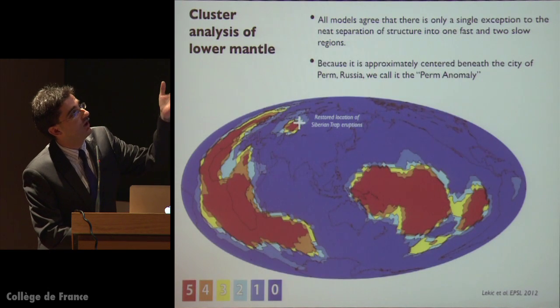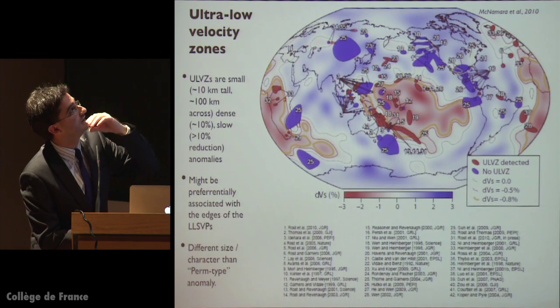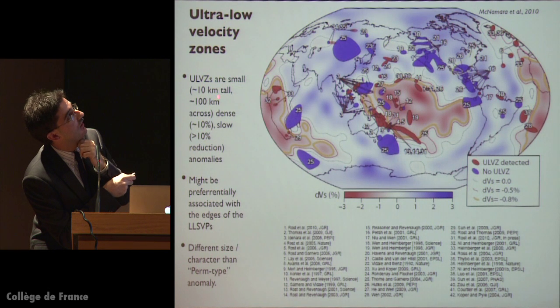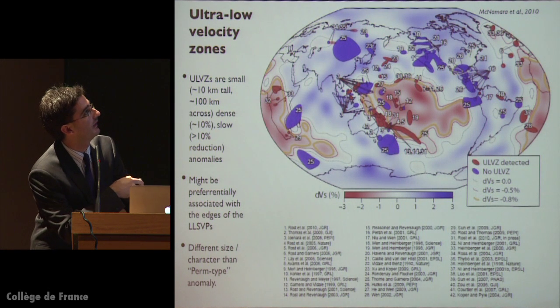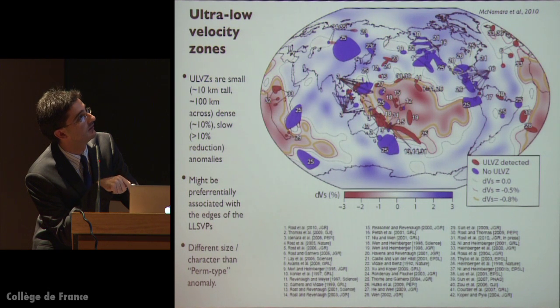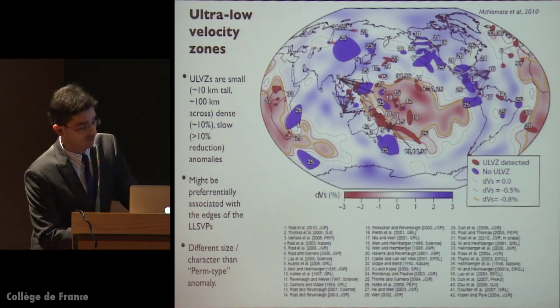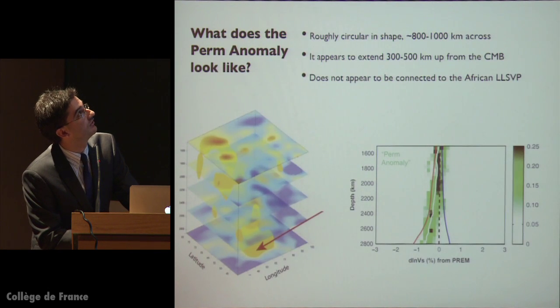So what is this anomaly? Well, it's different from the ultra-low velocity zones, which are about 10 kilometers tall and about 100 kilometers across. Of course, these numbers are variable, but they tend to be dense and slow, with more than 10% reductions in Vs anomalies, and they might be found along the edges of the LLSVPs. Here's a figure showing that from McNamara et al. But this Perm anomaly is far bigger and far taller than these, so it's not really like an ultra-low velocity zone.